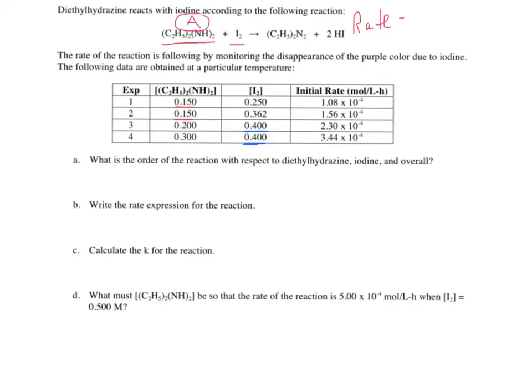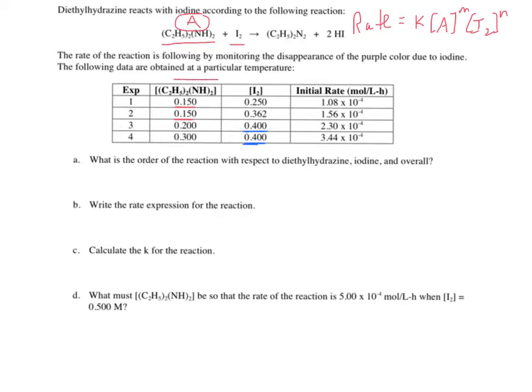every time. So that's going to be K times the concentration of my diethylhydrazine to the M times the concentration of I2 to the N. And now we have to figure out what M and N are. So this is more complicated than with just one reactant, but what we do is we'll start by holding the concentration of one of these things constant.